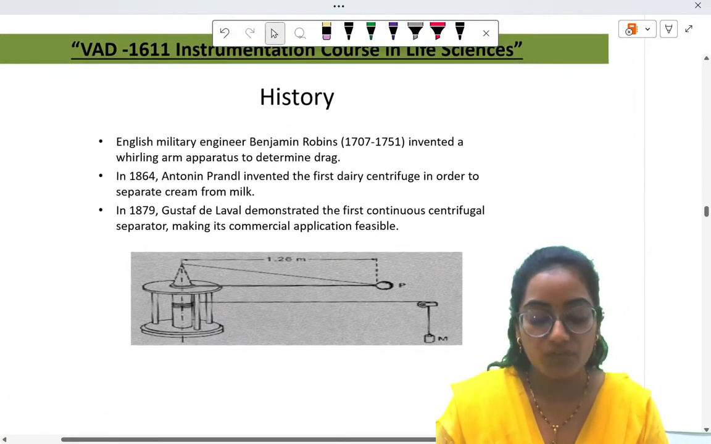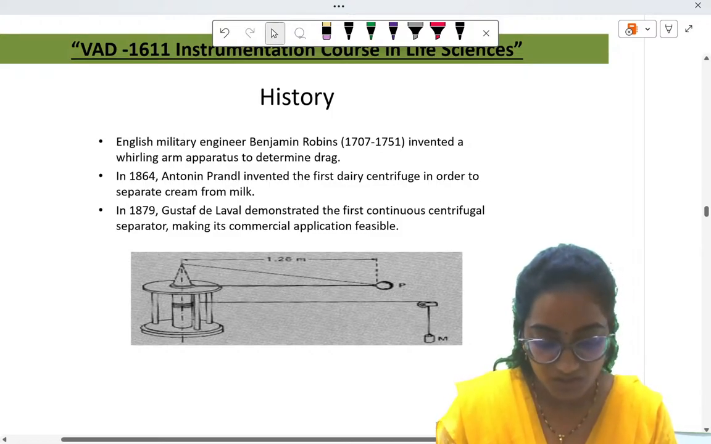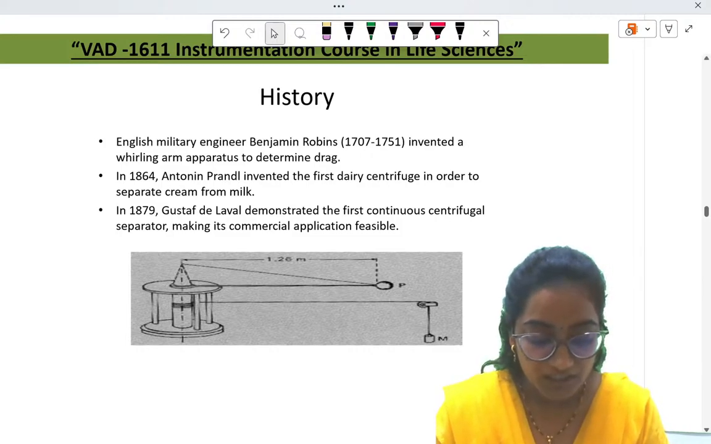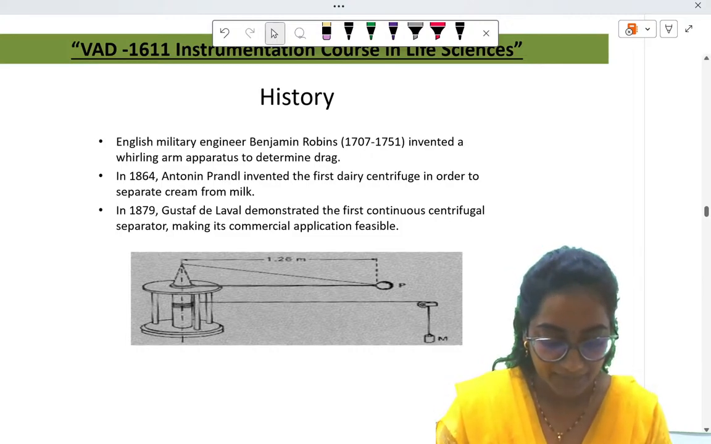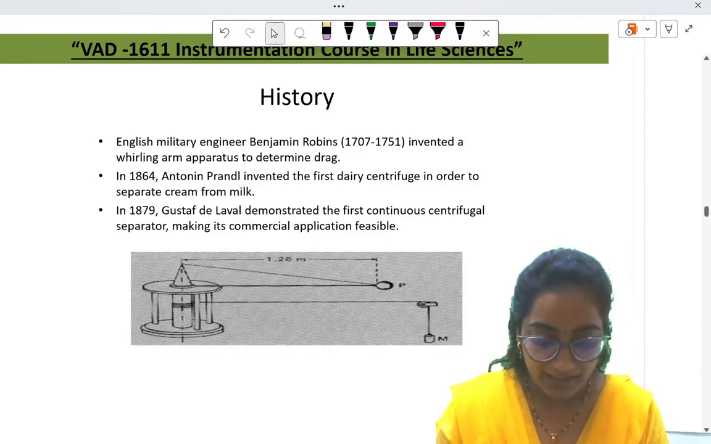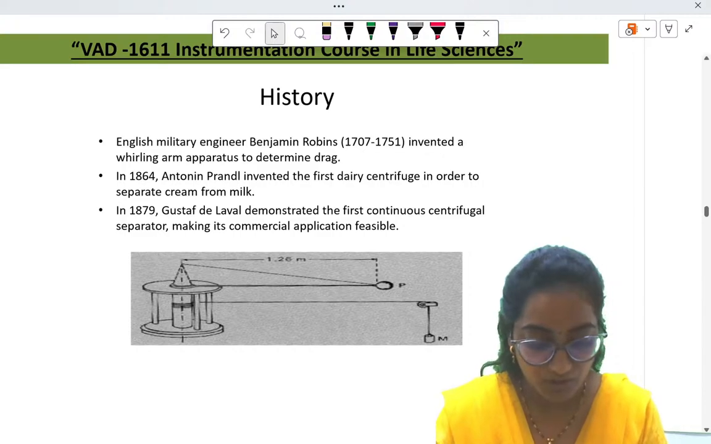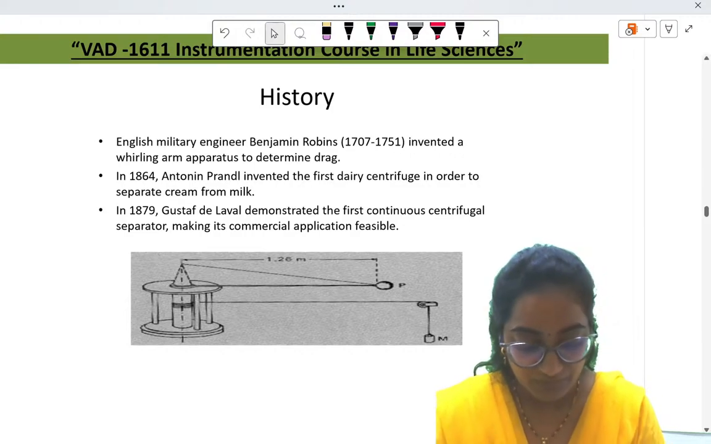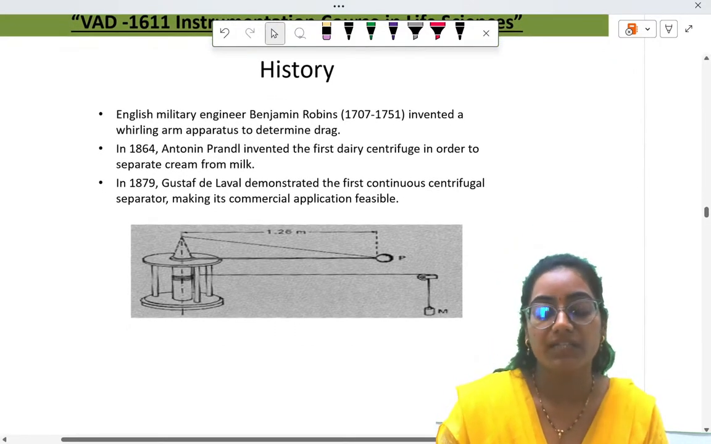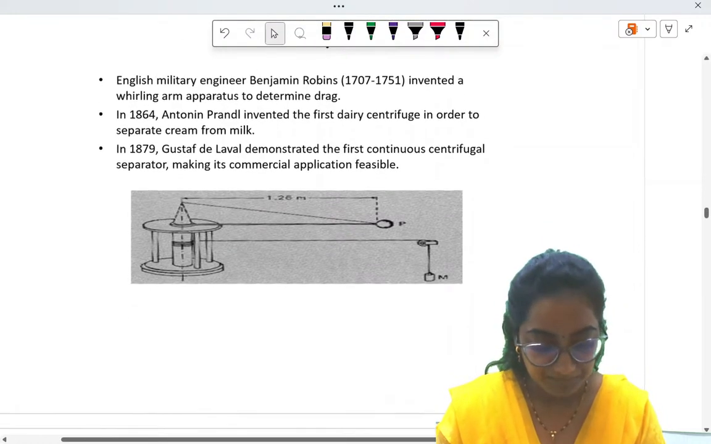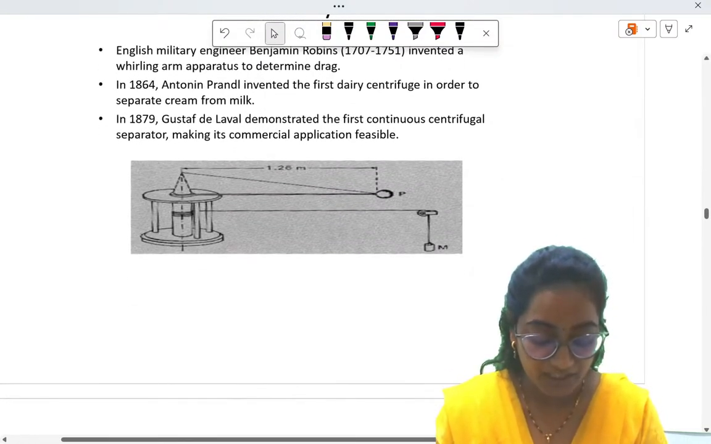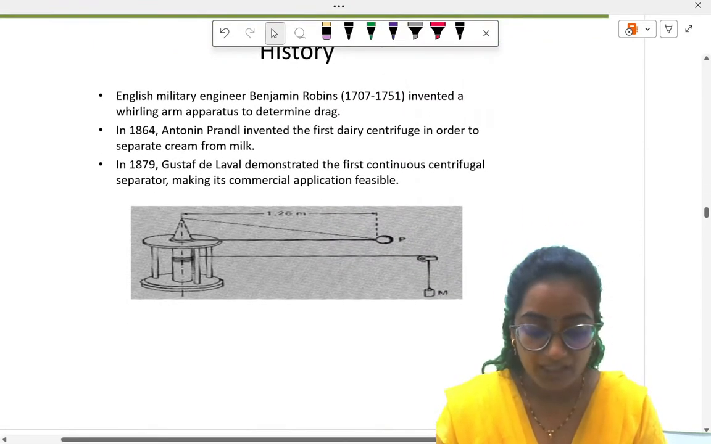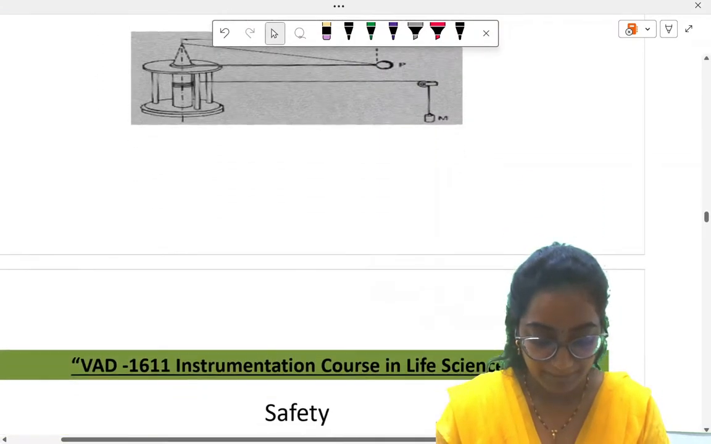Next we see the history of the centrifuge. English military engineer Benjamin Robins, 1707 to 1751, invented a whirling arm apparatus to determine drag. In 1864, Antonin Prandtl invented the first dairy centrifuge to separate cream from milk. In 1879, Gustaf de Laval demonstrated the first continuous centrifugal separator, making commercial application feasible.